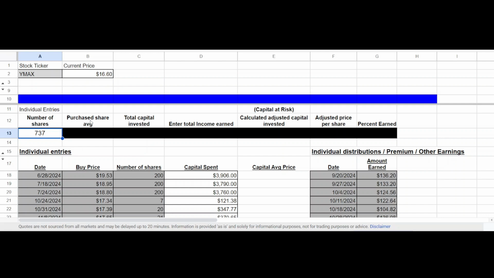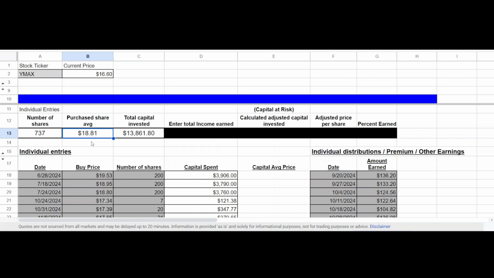So the purchased share price and then my total capital invested. My total capital invested that I've spent on YMAX is $13,861.80. So that gives me an average price per share of $18.81. And that's just a simple calculation of the $13,861.80 divided by the number of shares that I have, 737 shares. And that gives me a new purchased share price of $18.81.